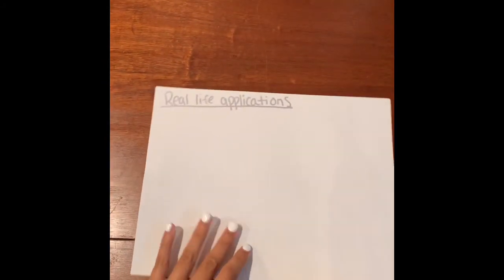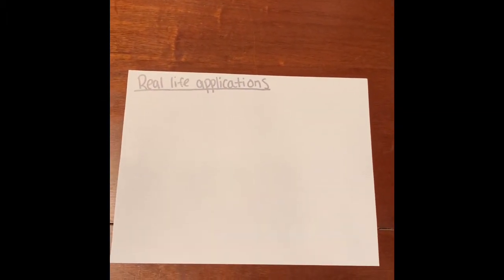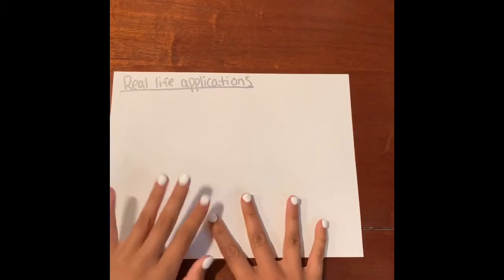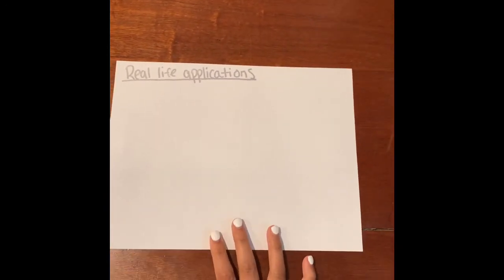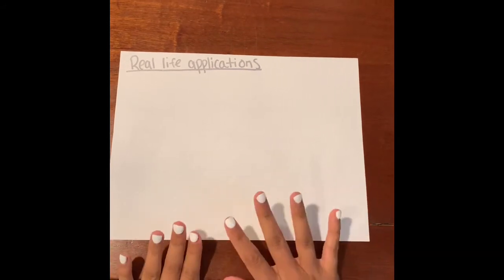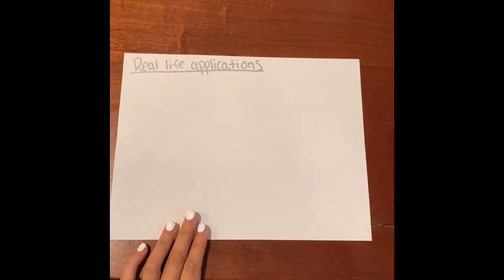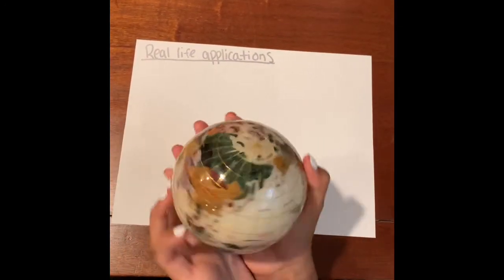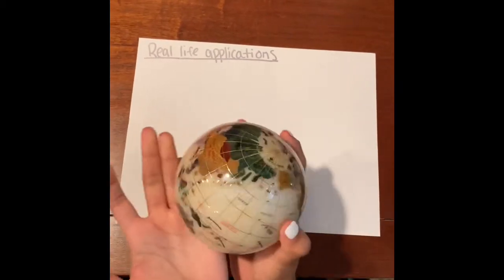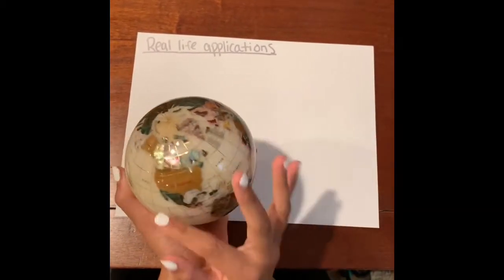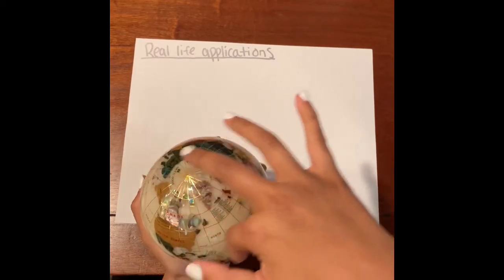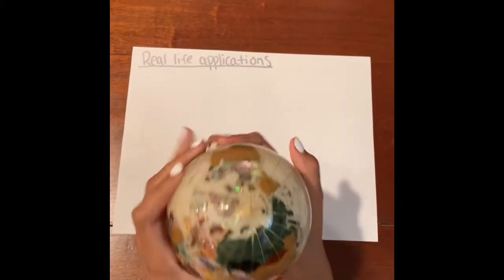But first we're going to do some connections to real life, which are real life applications. Real life application basically means where do we find this in the real world. So I brought some things from home to better understand the lesson and to see a picture of something. Here I would ask the class, what is this? It's a globe, it's a sphere, it's a perfect circle as you see.